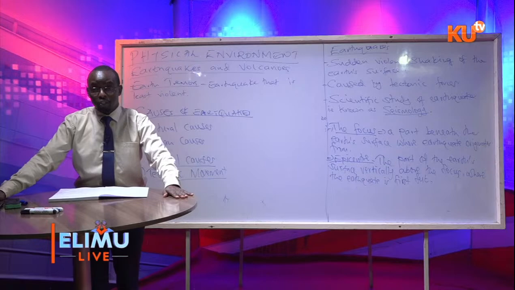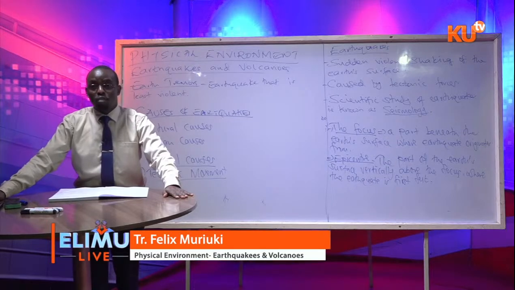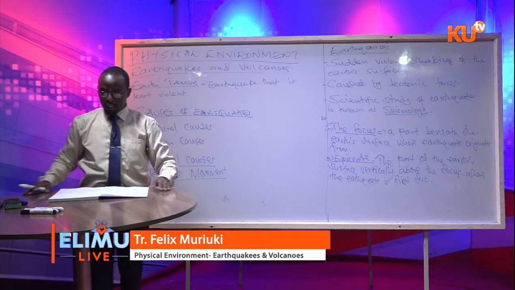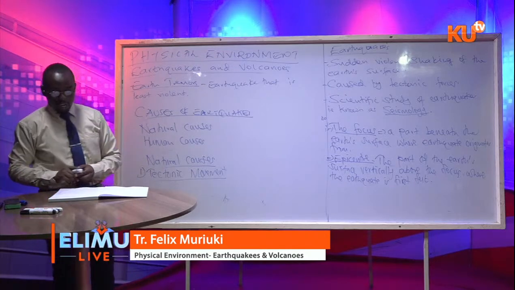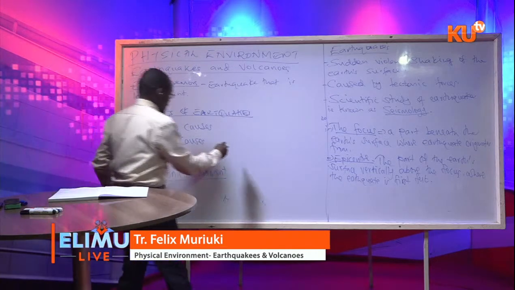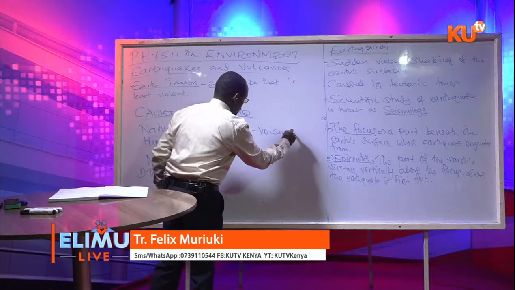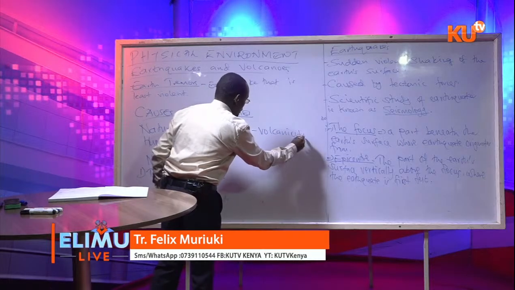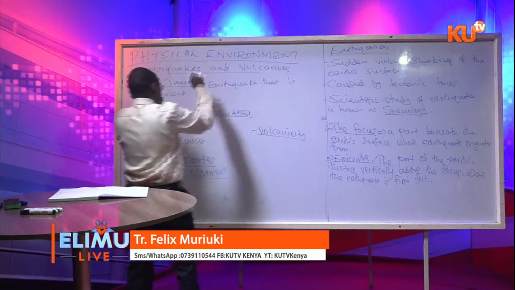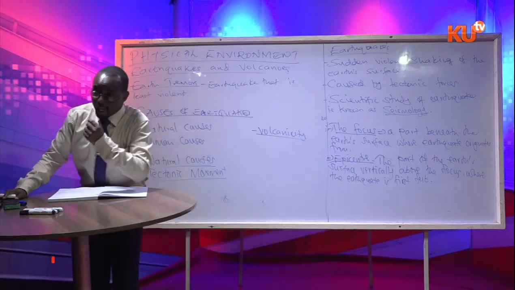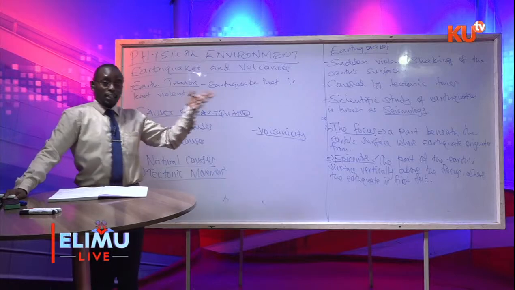And this is the pressure that causes part of the earth to shake, leading to the earthquake. Therefore, the number two cause is volcanicity. And that is why earthquakes and volcanoes are very, very related. Volcanicity is when a volcanic activity takes place.